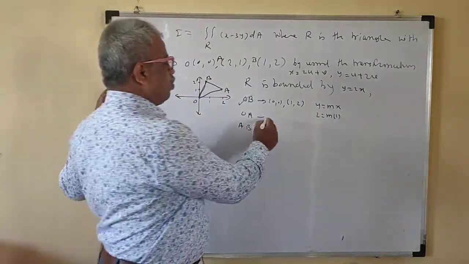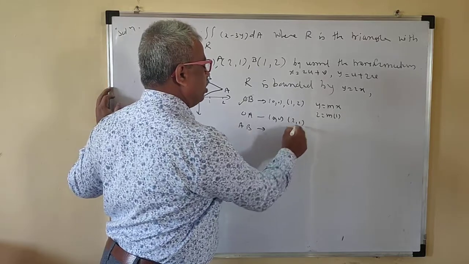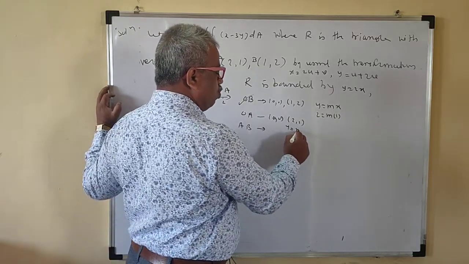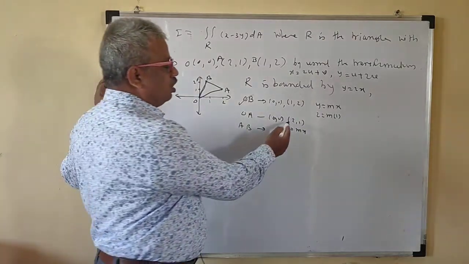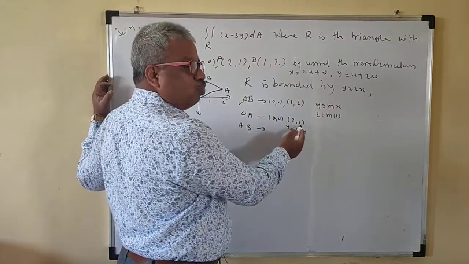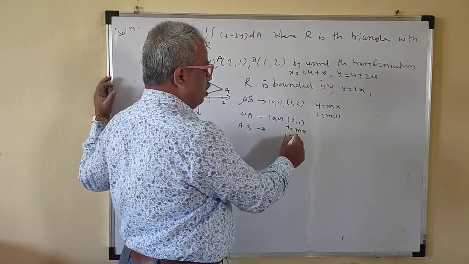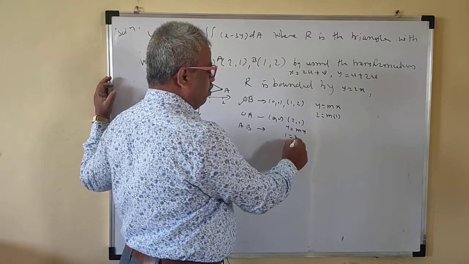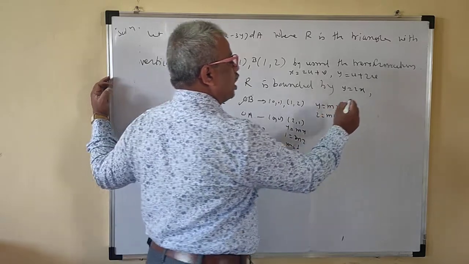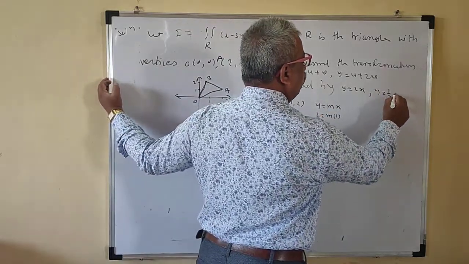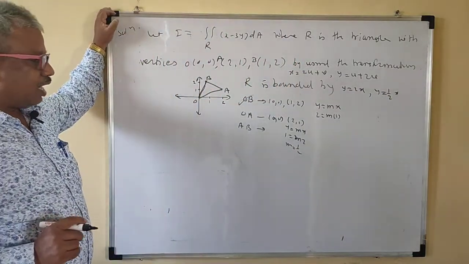Now for OA, this is (0, 0) and (2, 1). The line passes through the origin, so it is of the form y is equal to mx. This point (2, 1) satisfies the equation of the line, so 1 is m times 2. So m is equal to 1 half. That means y is equal to 1 half x, so x is equal to twice y.